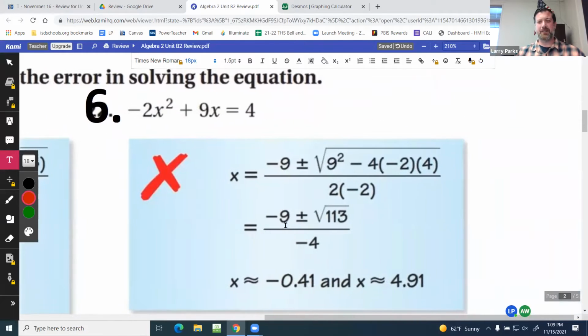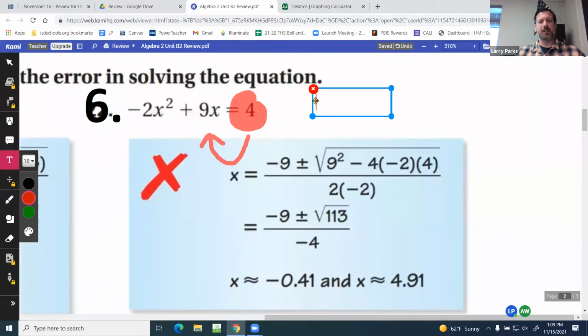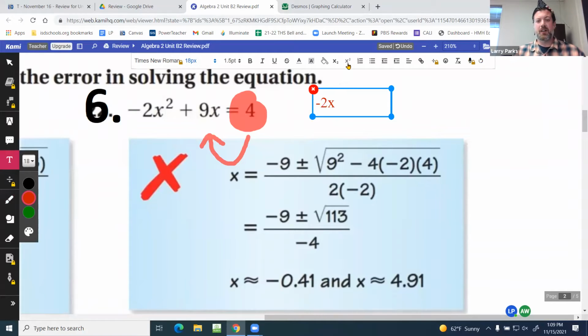What's the error on here? Probably they need to move this 4 over, I'm going to guess. So you move the 4 to the other side. Then you get negative 2x squared plus 9x minus 4, equals 0. Then you get a is negative 2, b is 9, c is negative 4.